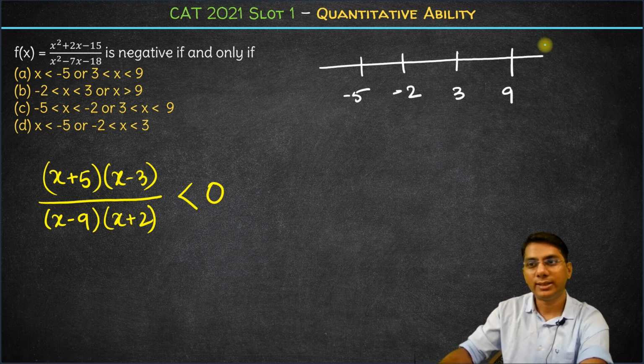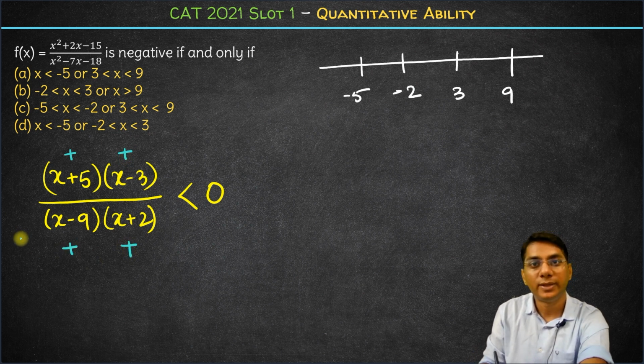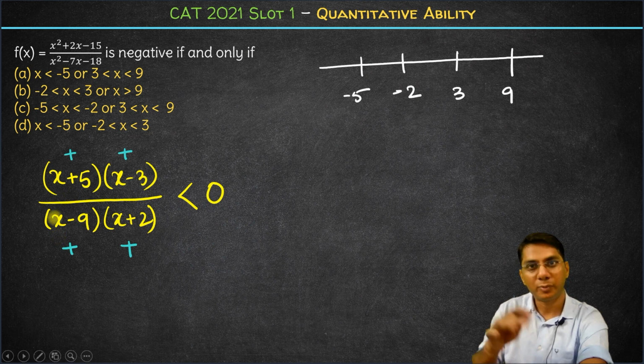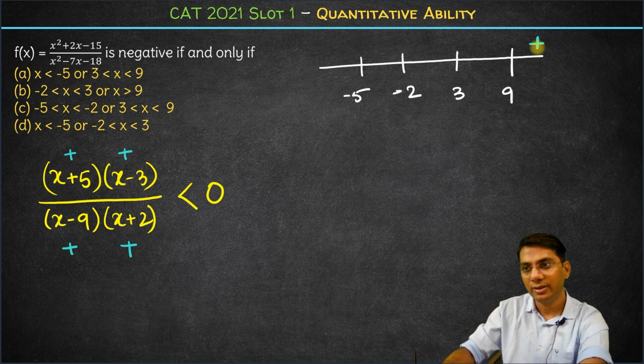Now we will have to consider these 5 ranges, 1, 2, 3, 4, 5, and see in which range this expression is positive or negative. So if we consider the rightmost critical point, if x is greater than 9, this part will be positive, this will be positive, this will be positive, this will be positive. Since all of them are positive, their product or their division will also be positive. So in this range, the full function will be positive.